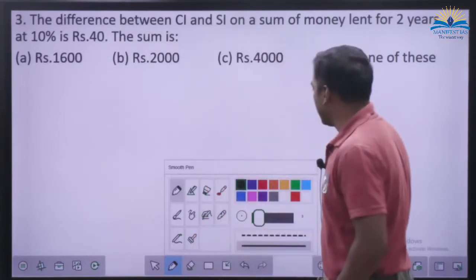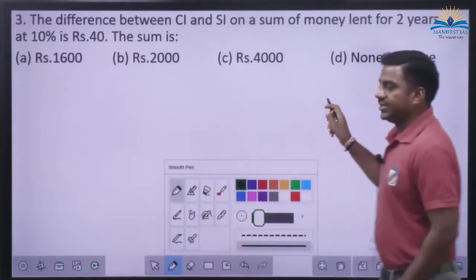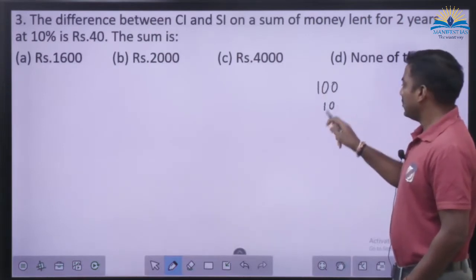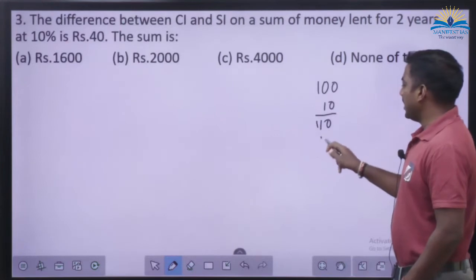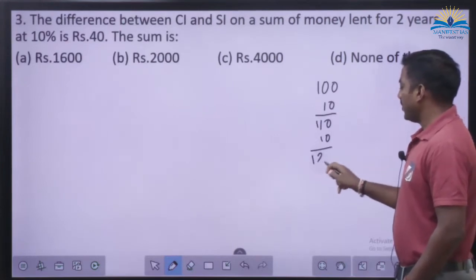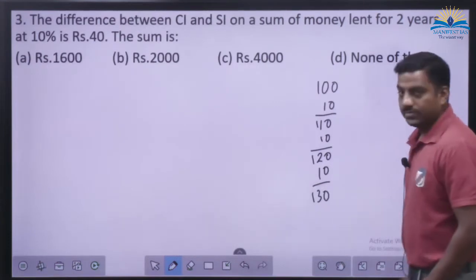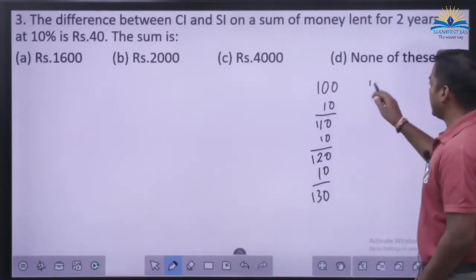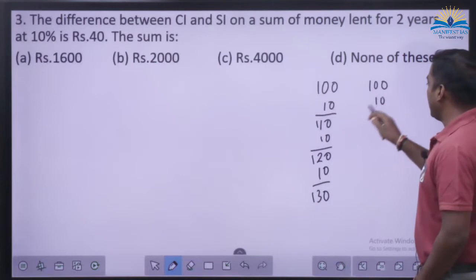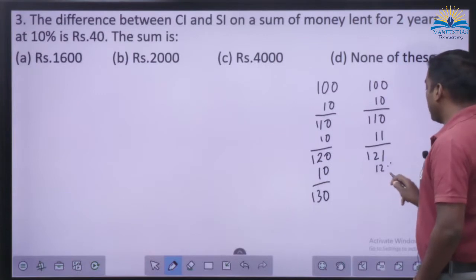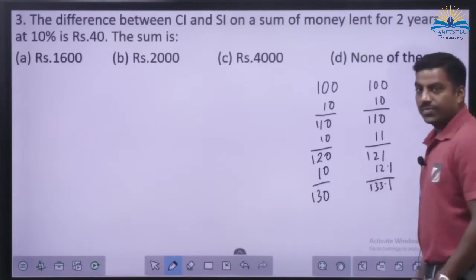For example, I had taken the example of 100 rupees. For simple interest, 10, then 110, then 10, it is 120, then 10, it is 130, like that it had gone. When it comes to compound interest, 100, here 10, 110, then 11, 121, then 12.1, so 133.1. So this was the scene, correct?